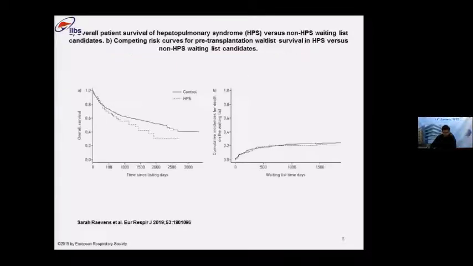So this is again a pictogram depicting the pre-transplant survival on the waiting list in HPS patients compared to non-HPS patients. So the pre-transplant survival is not statistically different in HPS as compared to non-HPS on the waiting list.